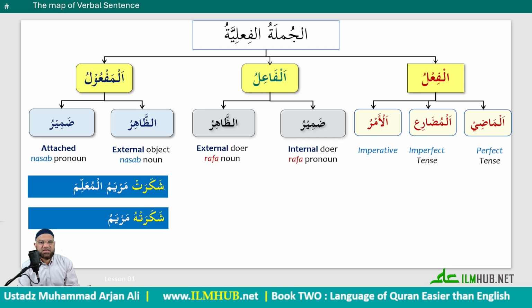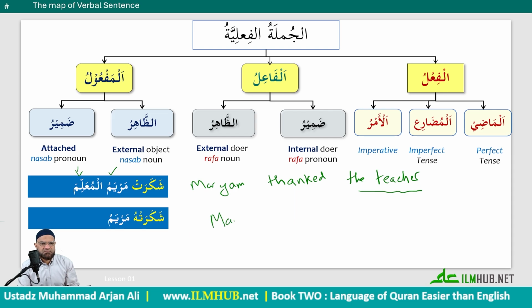So here we have shakarat. Shakarat means thanked. Who thanked? Maryam. You can see here. So I'll have to put Maryam first. Maryam thanked the teacher. Okay, that's the object. How do you know it's the object? You can see the fatha on top of the meem there, which is the nasab state. So Maryam thanked the teacher. Okay.